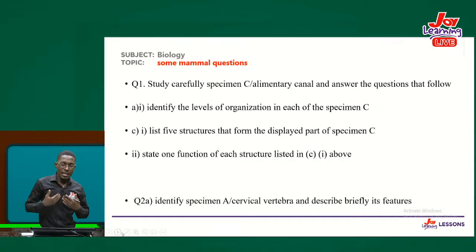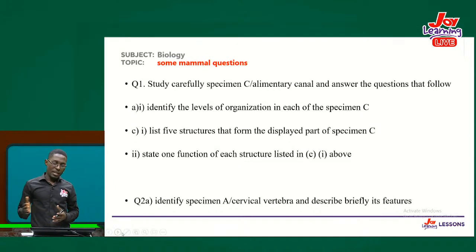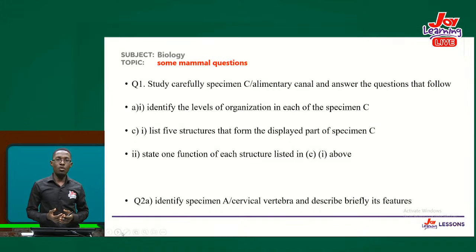They can also cut the alimentary canal of a mammal and put it in front of us. Then they can tell us to identify the level of organization in the specimen. Once they cut the alimentary canal, we are dealing with the system. If they brought, let's say, a liver out alone, a kidney out alone, they are dealing with an organ. Then whatever they display, they said, list 5 structures that form the displayed part of specimen C. Then state 1 function each of the structures you've listed.